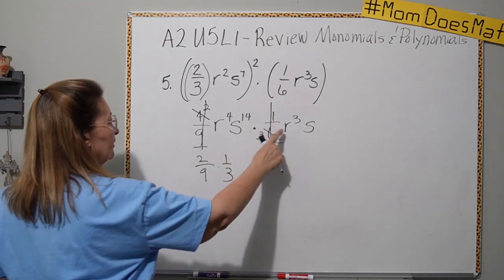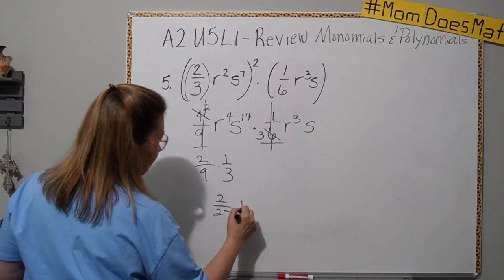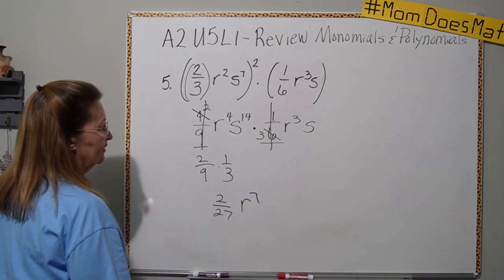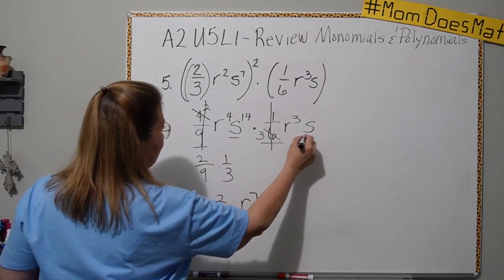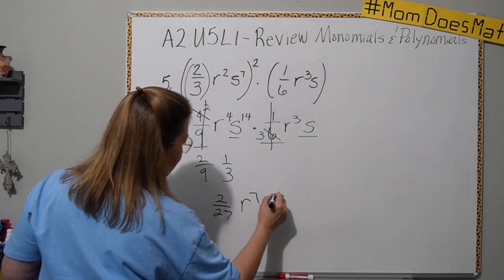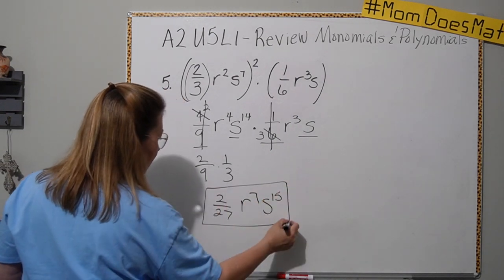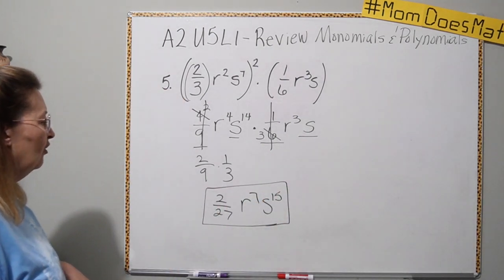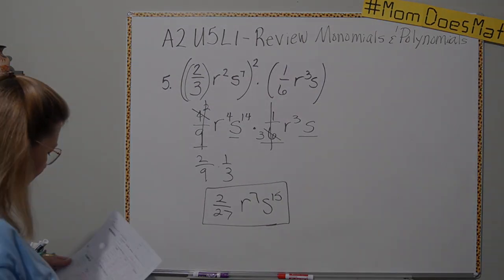r to the 4th times r to the 3rd is r to the 7th, and s to the 14th times s is going to be s to the 15th. So 2 over 27 times r to the 7th, s to the 15th.